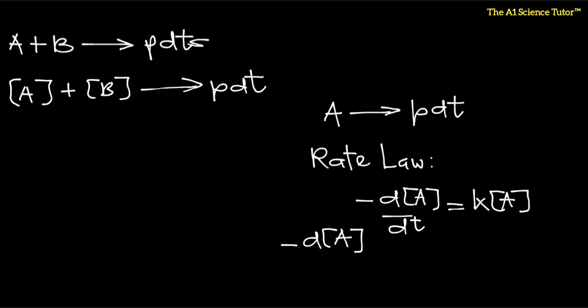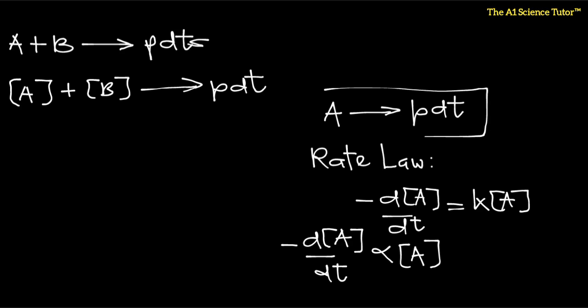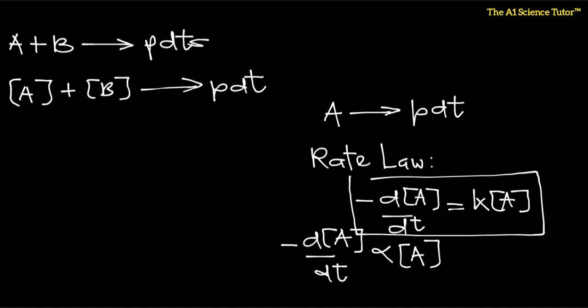So you would have negative d[A]/dt, and this will be proportional to [A]. So I really need to write the proportionality sign. So this is what we're going to have. Let me make the dt look better. So this will be the rate law for this reaction involving only one reactant. And if I wanted to remove the proportionality sign, I'm going to introduce an equal to sign with a constant, which is going to be basically this equation.